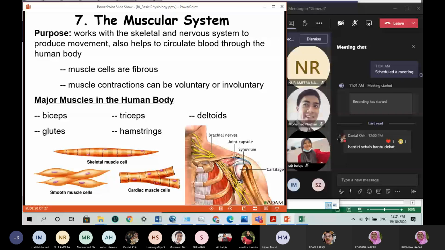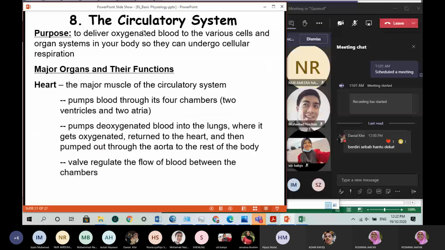Okay, and then the circulatory system, the next is the eighth organ system. The circulatory system is to deliver oxygenated blood to various cells and organ systems in your body so that they can undergo cellular respiration. And the major organs include the heart and the blood vessels, where the heart is actually the major muscle of the skeletal system. It pumps the blood through its 4 chambers.